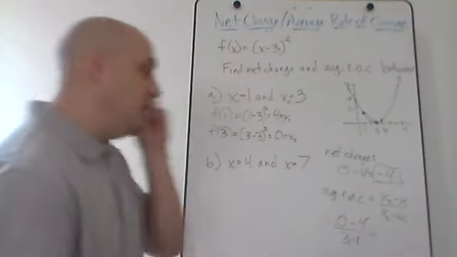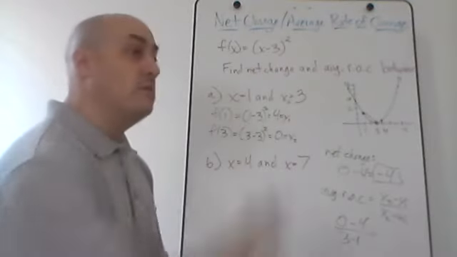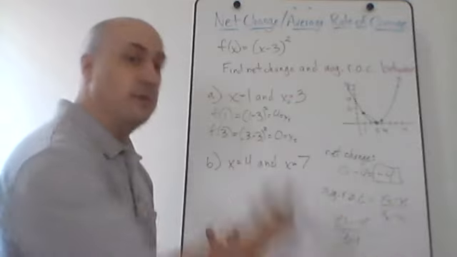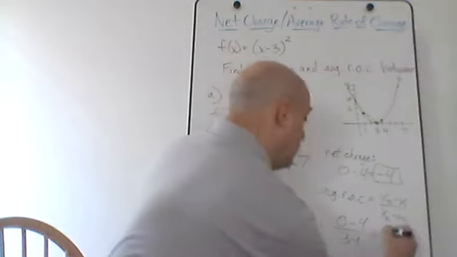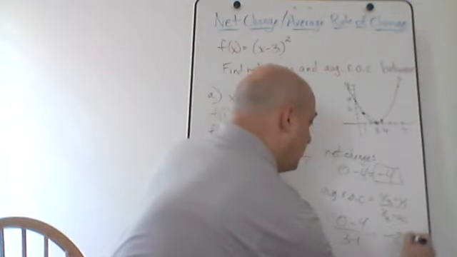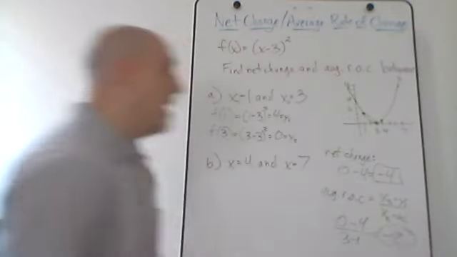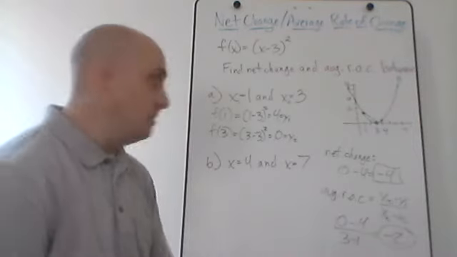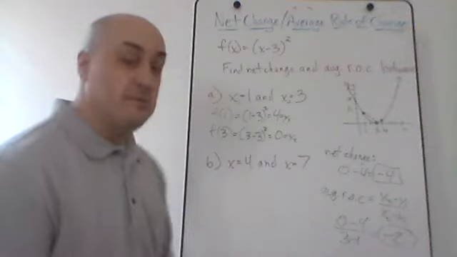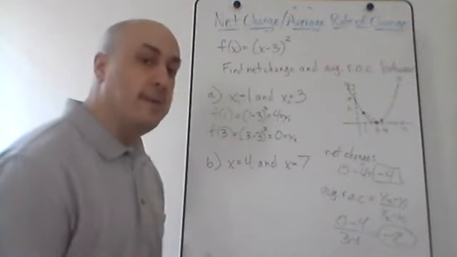And when you're doing net change and average rate of change, remember you always have to do the second point minus the first point. The one on the right minus the one on the left. So we get negative 4 over 2, which is going to equal negative 2. So the average rate of change of this function between x equals 1 and x equals 3 is negative 2. So net change and average rate of change are related, but they tell you 2 different things.